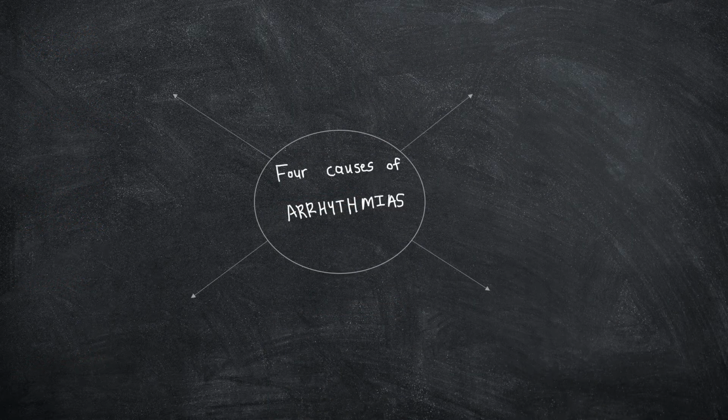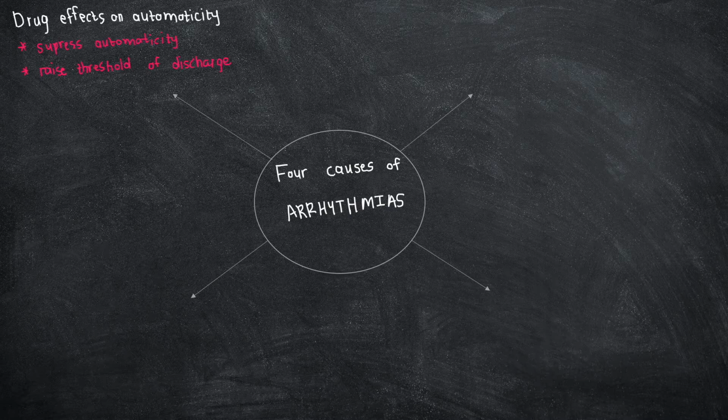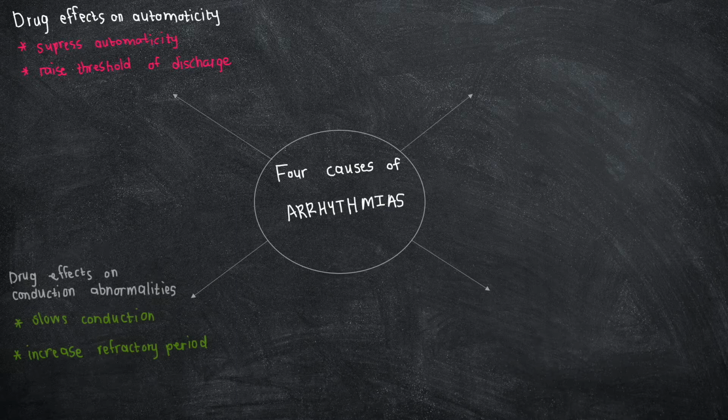Let's look at the 4 causes of arrhythmias. Number 1, a drug that has an effect on the automaticity of the heart. The drugs can either suppress the automaticity or raise the threshold of discharge to a less negative voltage. Then, drugs can have effects on conduction, and it can cause abnormal conduction. So it can slow down the conduction, or it can increase the refractory period.